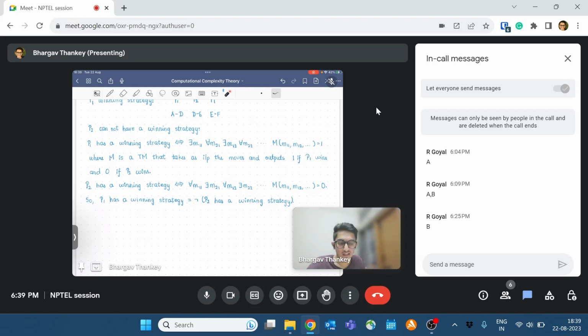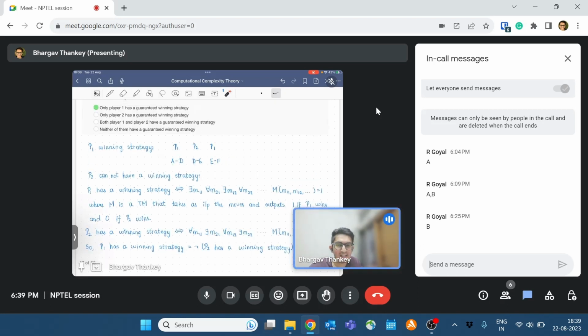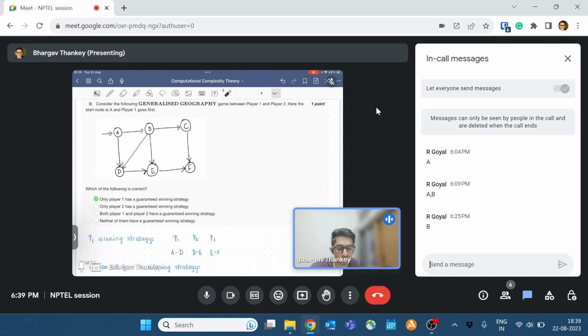But this is the same as the TQBF problem. This reduces to TQBF. Yes, because I can use the ideas from the Cook-Levin theorem to convert this into a formula, right? Yes. What is not immediately clear is that TQBF reduces to this. But in fact you can show that TQBF also reduces to generalized geography. That is, generalized geography is PSPACE-complete.